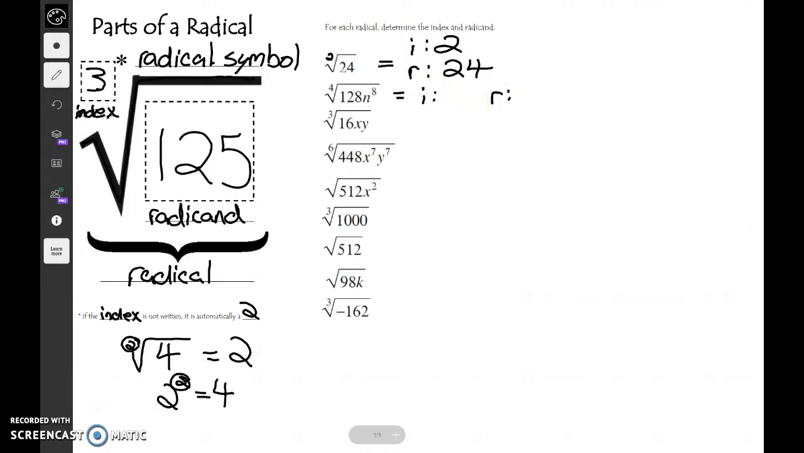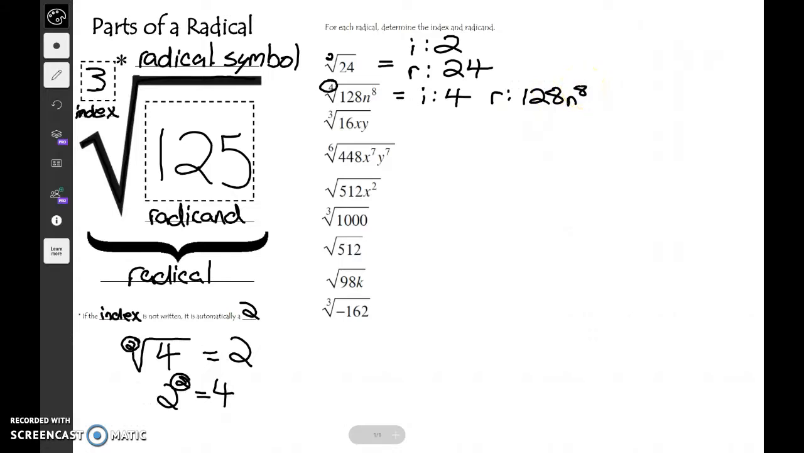So in this one, the index is going to be what? 4, because we look at the number that's on the outside, so that's going to be 4. And then the radicand is the number underneath. Now this one has some variables with it, so what is it? 128 into the 8. So we would write down everything that's underneath the radical symbol.